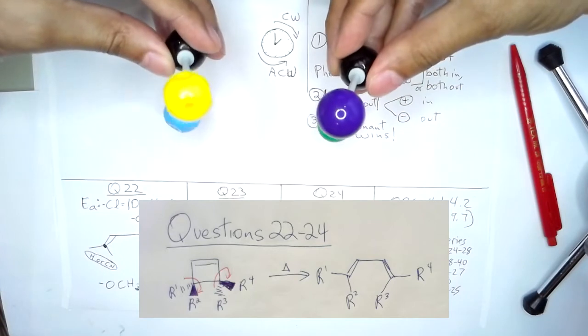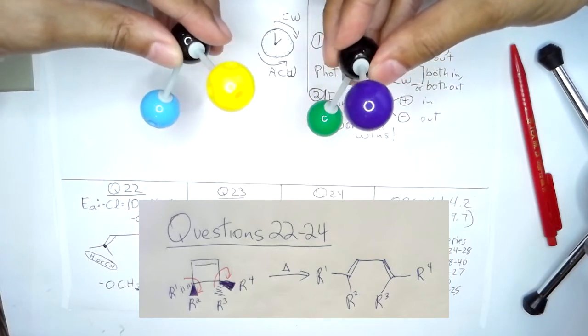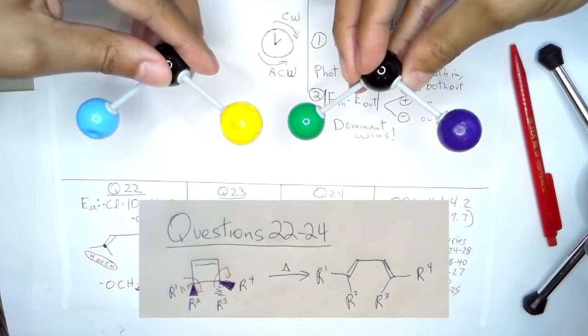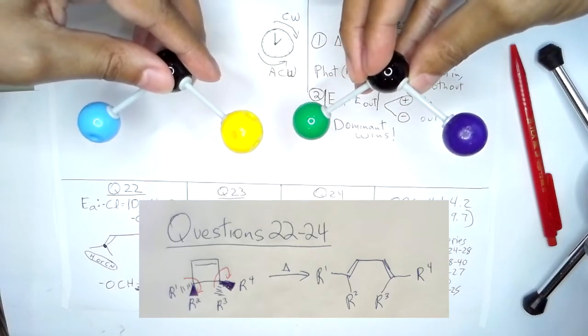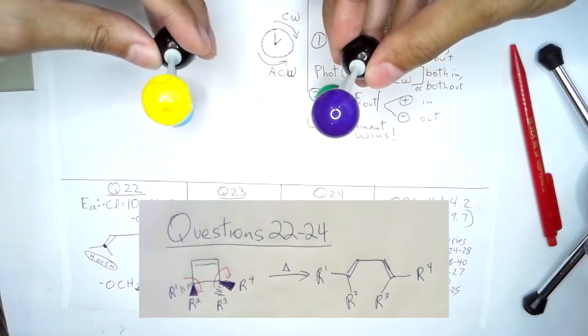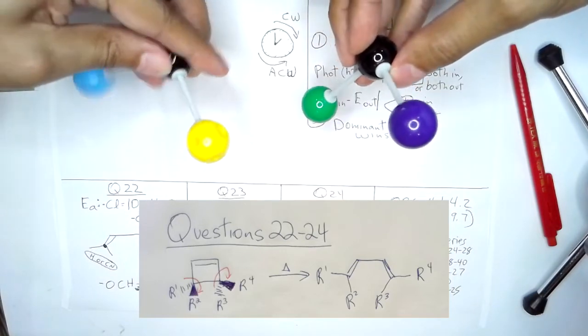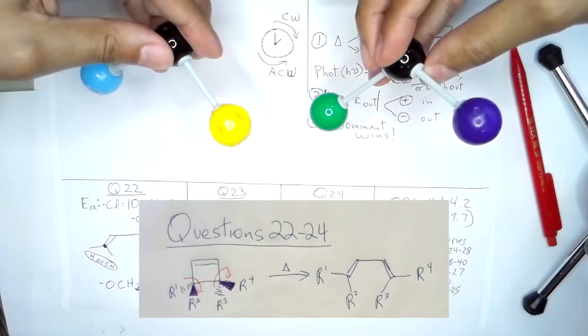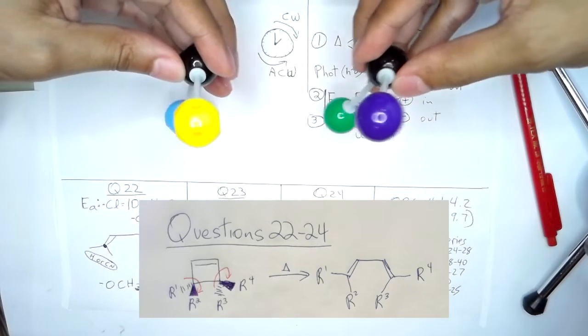So it started up here and then clockwise motion. Of course, all groups are moving in a clockwise direction simultaneously. And in so doing, the yellow group moves in and purple moves out. And now for a different point of view.